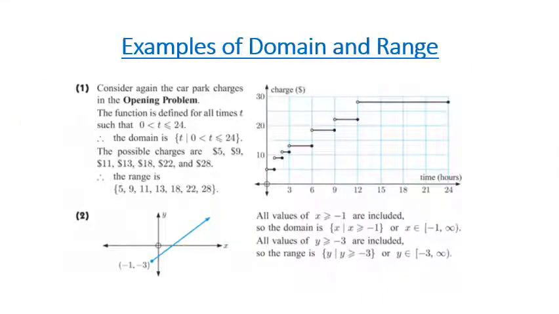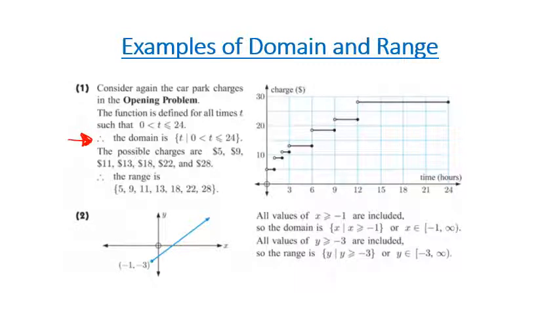So here are some examples. There was a car park charging problem that we looked at, and here's a graph for question 1 that talks about the prices. The function is defined at all times such that 0 is less than the time, which is less than or equal to 24, because it's about 24 hours. So the domain looks at the time, because the domain is again the horizontal axis.